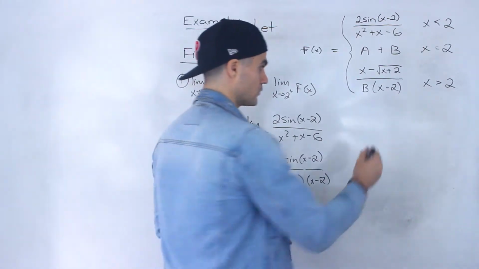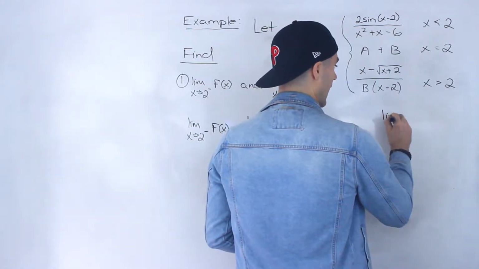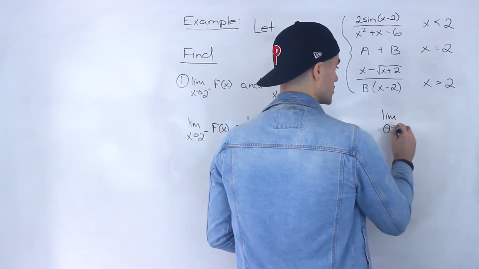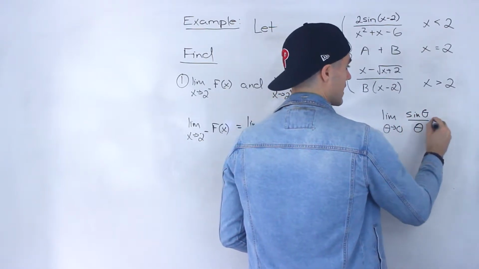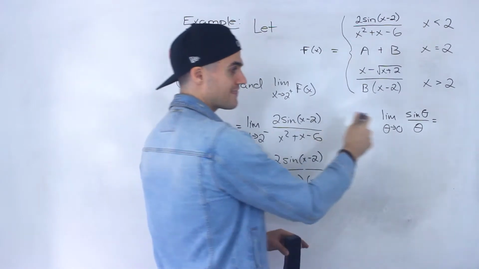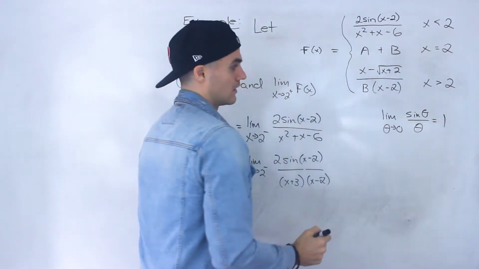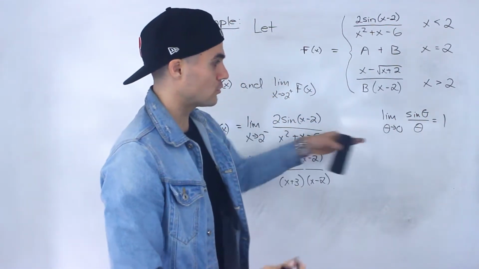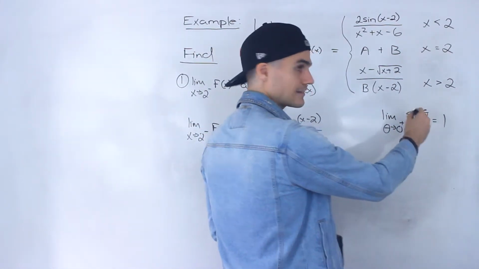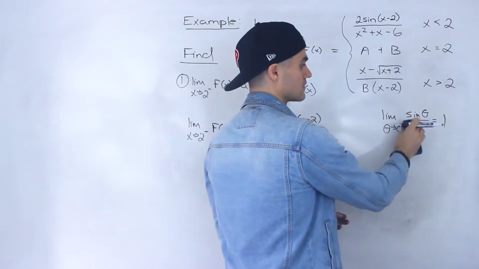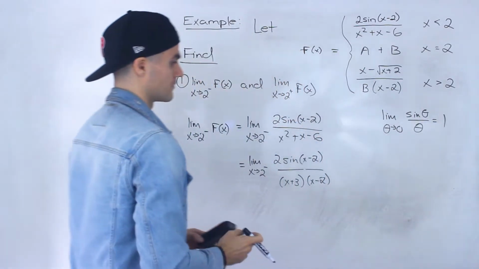Now, in general, if you remember, we know that the limit as theta approaches 0 of sine theta over theta, that's just a fundamental trig limit. We know that that is equal to 1. Right? And it doesn't matter if we approach 0, or if we approach 0 from the positive side, or if we approach it from the negative side. This limit here is always going to be 1.